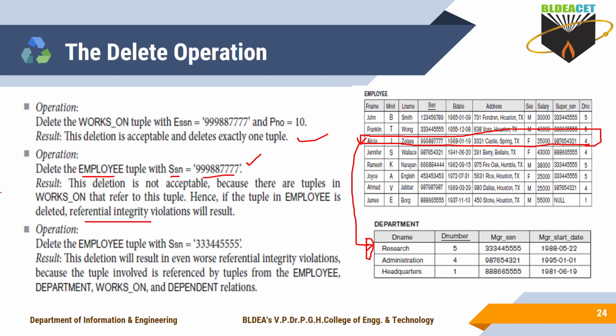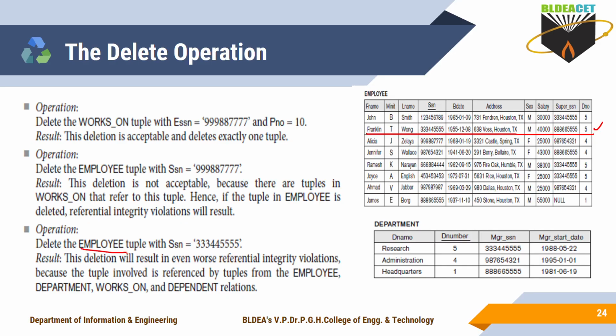Next is delete the EMPLOYEE tuple with SSN 333445555, which is here. Now I want to delete this employee tuple, this employee information. The procedure is the delete operation, with the table name EMPLOYEE and the SSN. Now it also gives an error message.